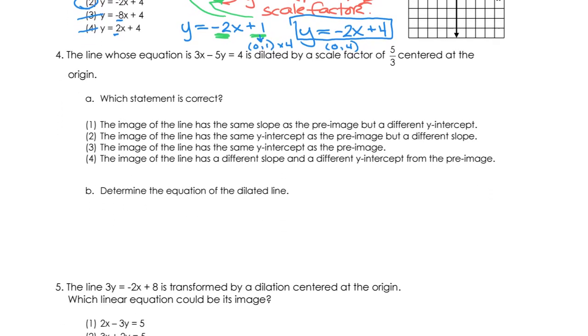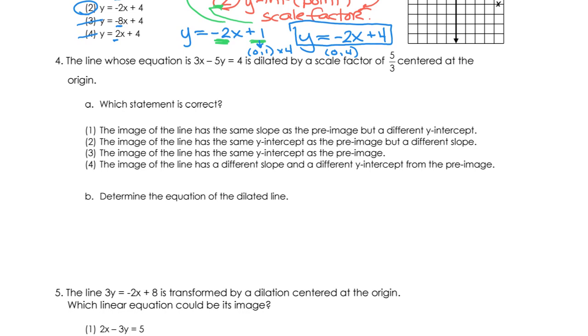It says that the line whose equation is 3x minus 5y equals 4 is dilated by a scale factor of 5/3. So even though that seems like a scary scale factor, remember that in a scale factor, all you do is multiply by 5/3, and your calculator will do that for you. So it's not that terrible. All right, and they want to know which statement is correct. I think we can answer the multiple choice question without finding the equation of the line, but part B is going to ask you for it.